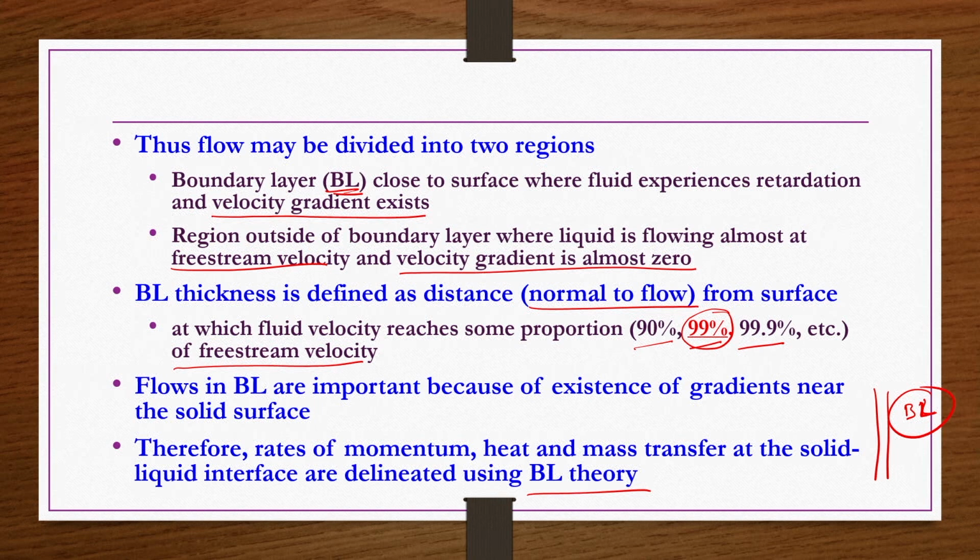Whether it is the friction coefficient or drag coefficient or the heat transfer rate or the mass transfer rate, whatever you want to find out, Nusselt number at the solid surface, etc., for all that you need to know the corresponding gradients. These gradients are more significant in the boundary layer. So, if you take only the boundary layer region and do the analysis, you will have sufficient information to solve the problems without needing to go into the numerical part.